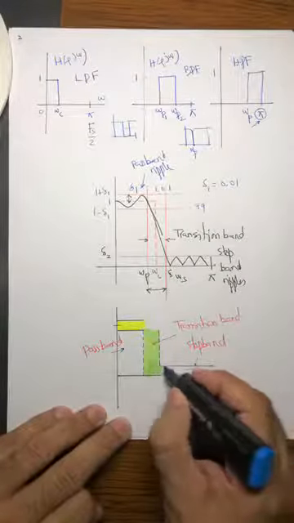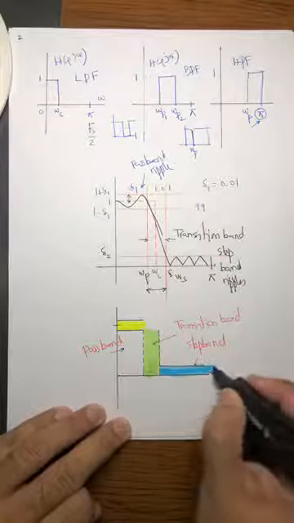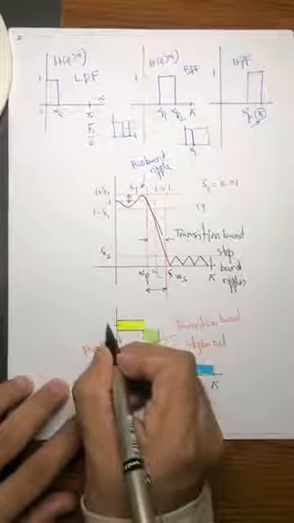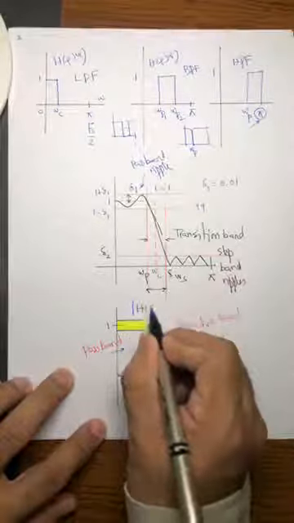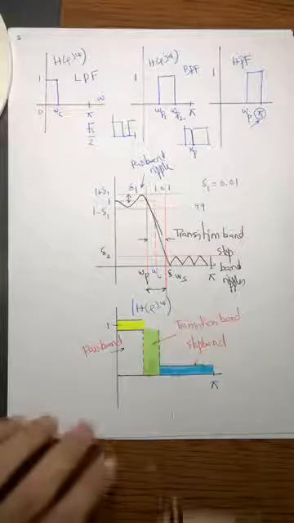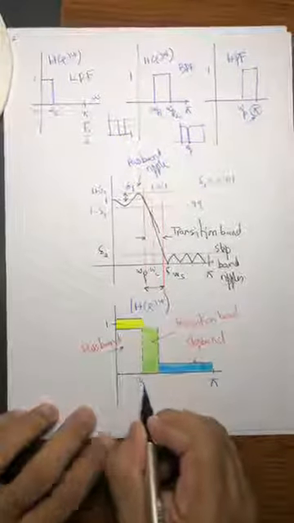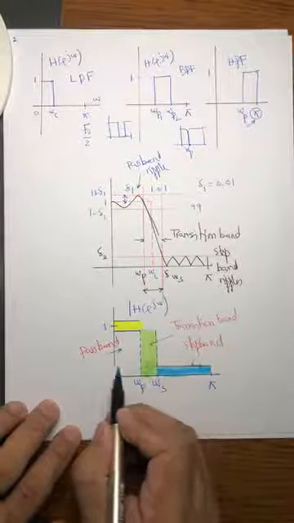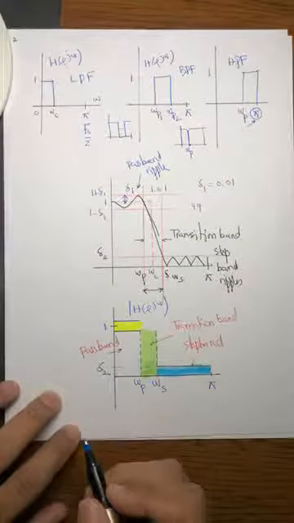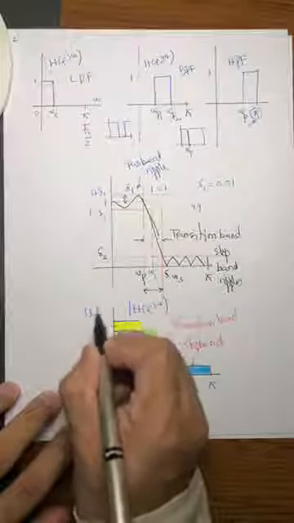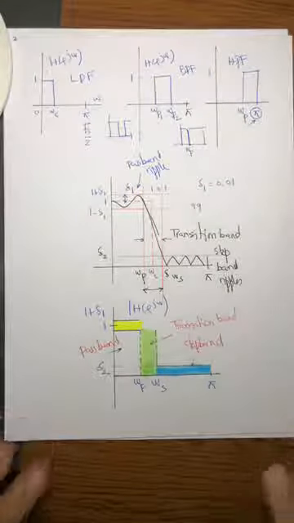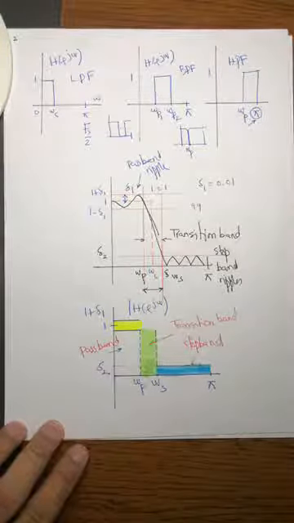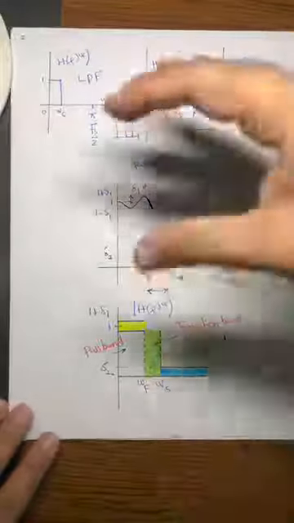This is pi, this is 1. This is the magnitude of the frequency response. This frequency is usually called omega of p. This is called omega of s. This value is usually called delta of 2, and this value above 1 is called 1 plus delta of 1. This is called the pass band ripple, and this is called the stop band ripples. This is how it looks.